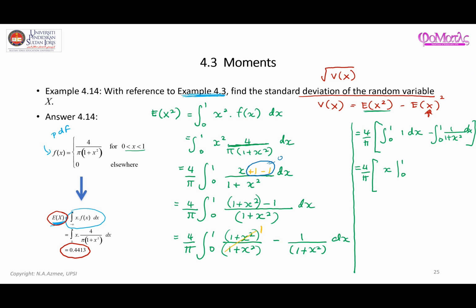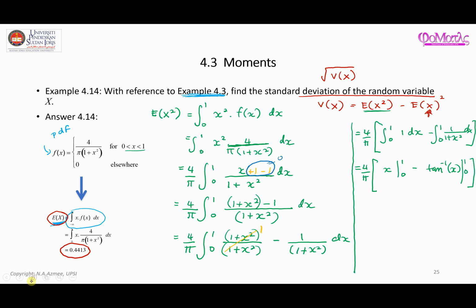You will substitute that later on, and this integral right here is considered some sort of standard result. If you have this sort of integral, the result here is going to be the inverse of tangent x, and the limits are from 1 to 0.